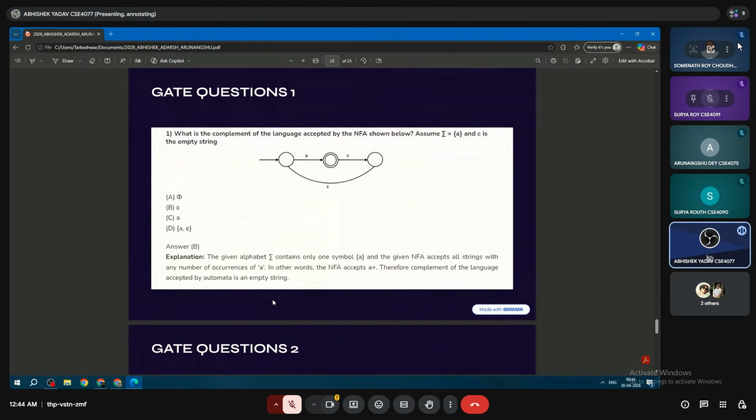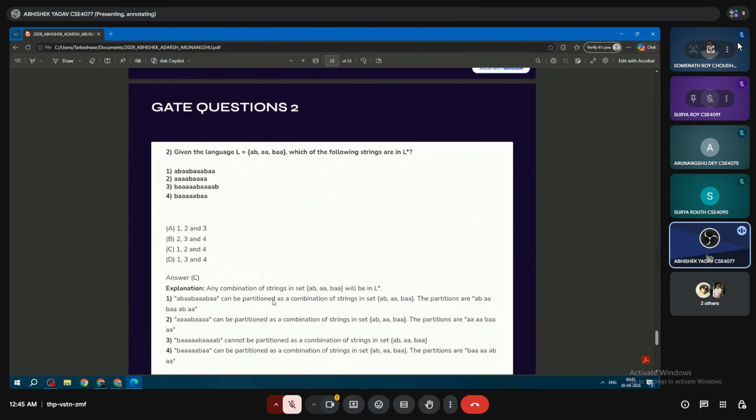Now we have GATE questions. So what is this question talking about? What is the complement of the language accepted by the NFA shown below? We have to assume sigma equals {a} and epsilon is the empty string. So over here option B is the correct one, because the given alphabet sigma contains only one symbol, a, and the given NFA accepts all strings with any number of occurrences of a. In other words, the NFA accepts a plus. Therefore, the complement of the language accepted by the automaton is the empty string.